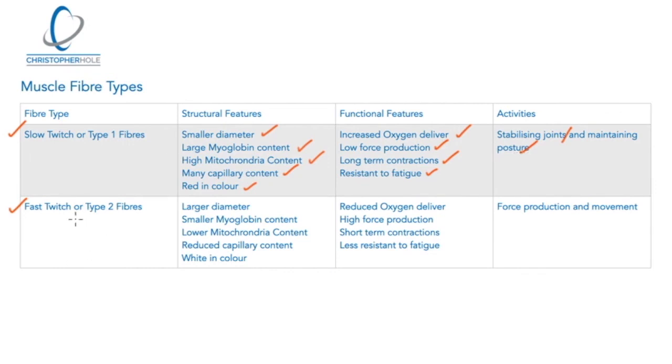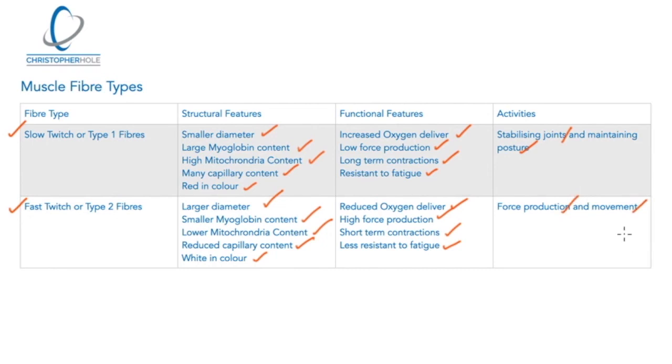What we then come on to are the fast twitch or type 2 fibers. Now these are in some respects the polar opposite, but there is a scale to it. So you've got large diameter, smaller myoglobin, lower mitochondria, reduced capillary content, and they're more white or pale in colour because of the lower blood content. So they have reduced oxygen delivery, high force production, short-term contractions, and they are less resistant to fatigue, so fatigue will happen quicker within them. These are more force production and movement based.